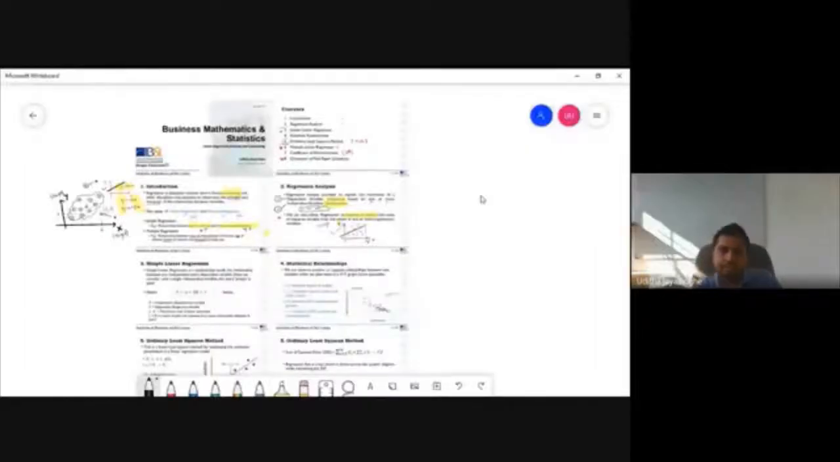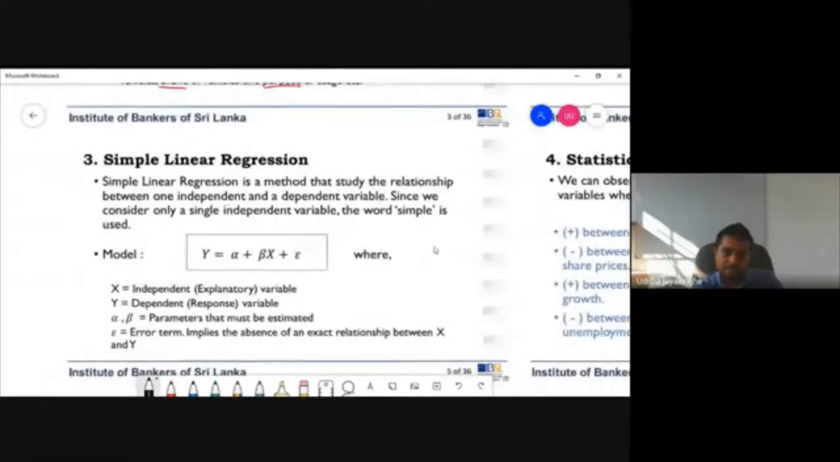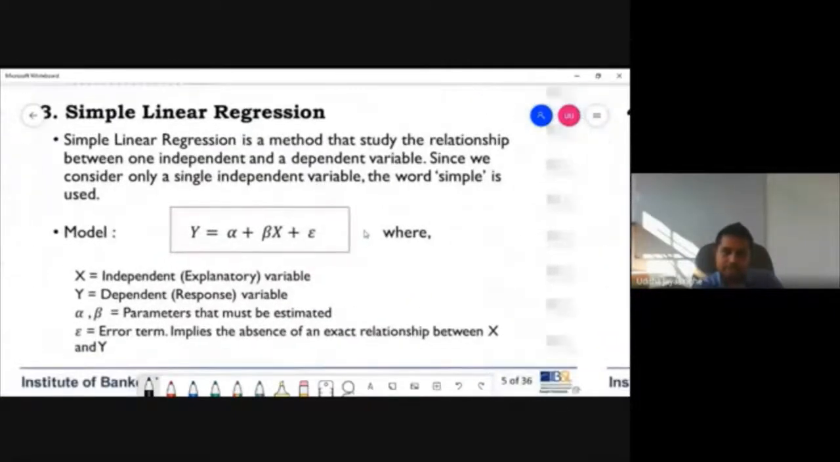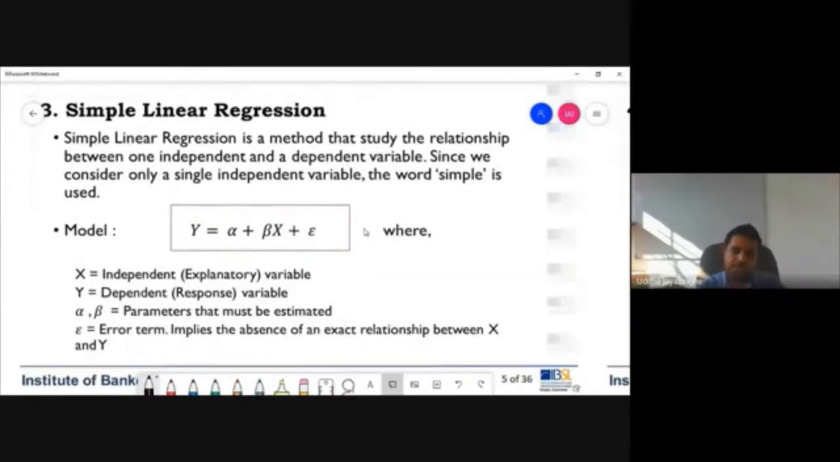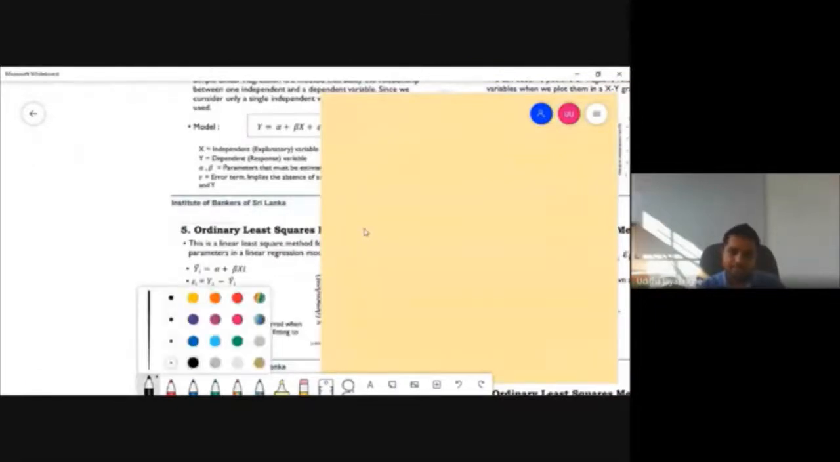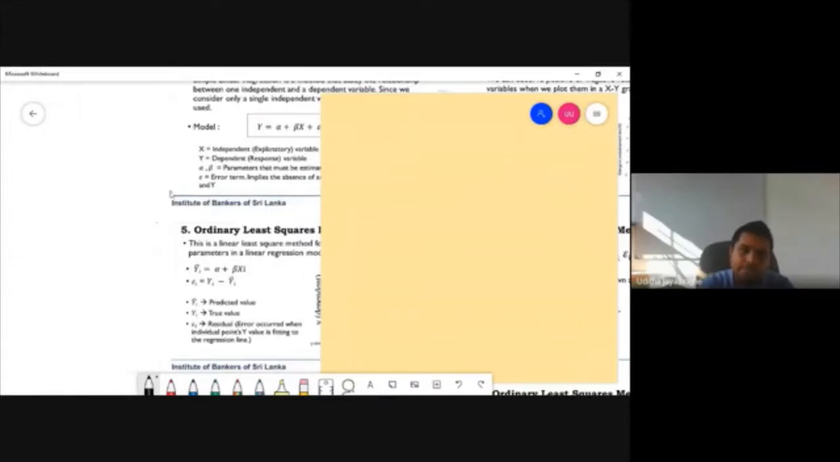Can you see my screen again? Okay, fine, I got it back. Now, students, moving on to the simple linear regression. This is the form of equation that we are going to find in the end of the day. You can recall this with the simplest form of equation that we are using so far, which is nothing but simple y equals mx plus c.